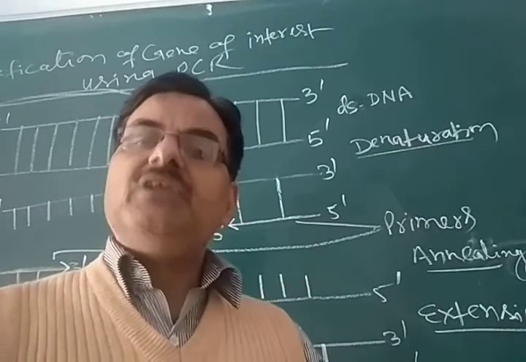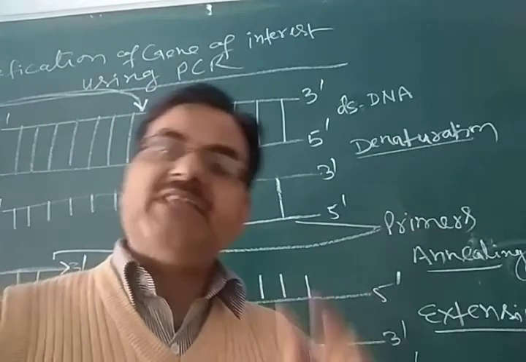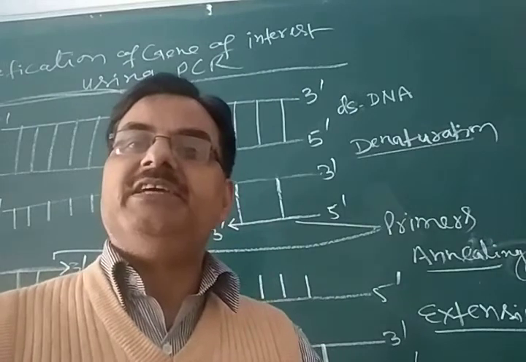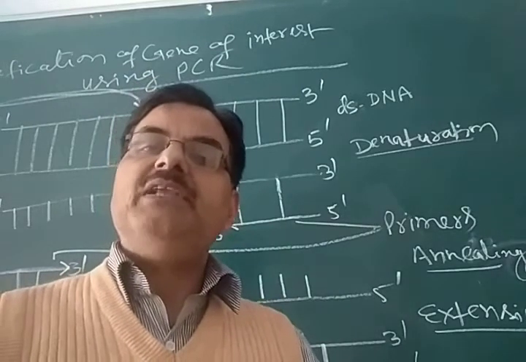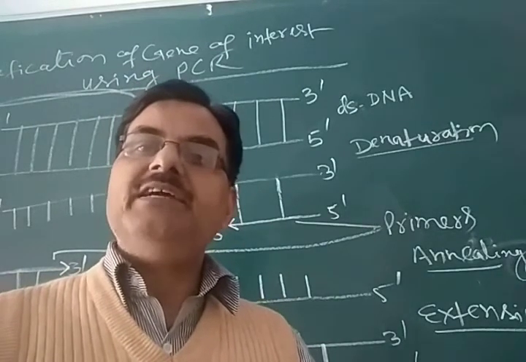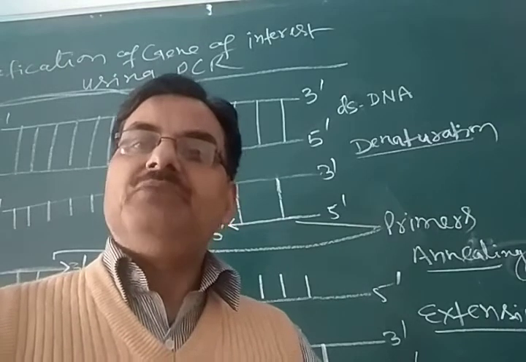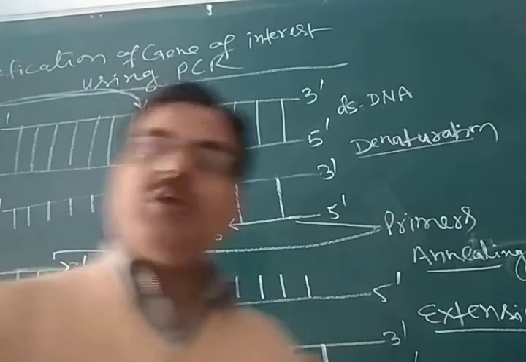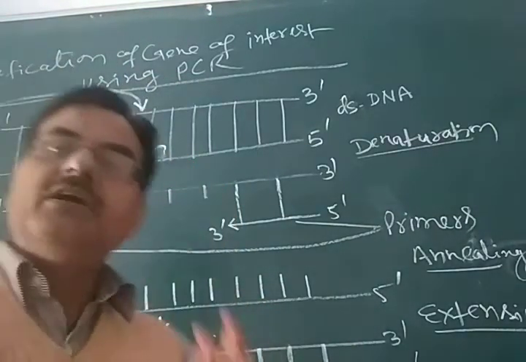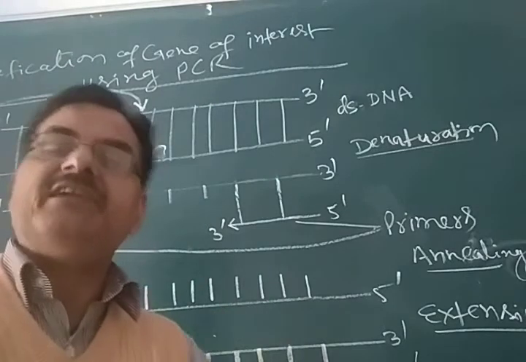Suppose we require billions of copies of that desired gene or piece of DNA. So how to make a billion copies of that DNA or that desired gene within a day? There is a process, and that process is called PCR, or polymerase chain reaction.